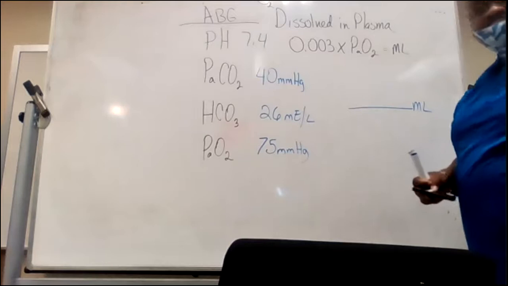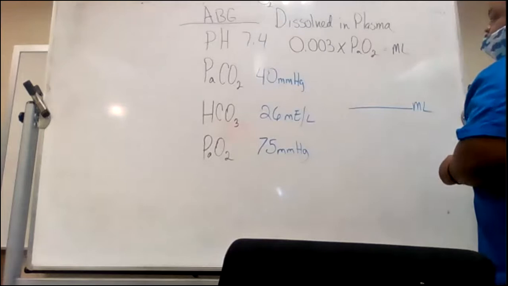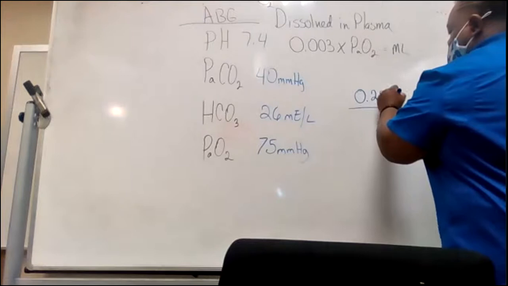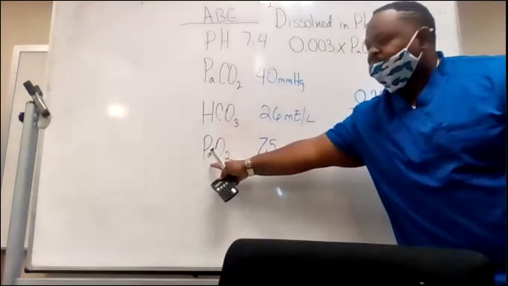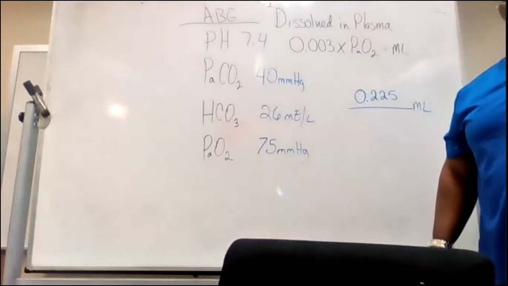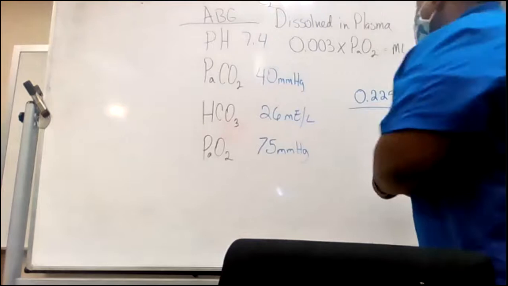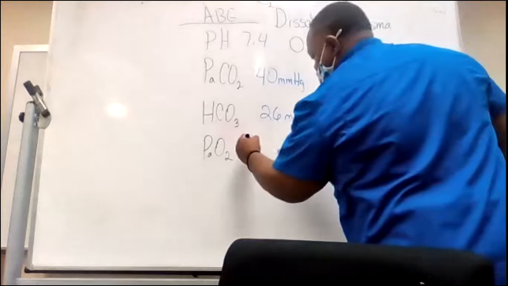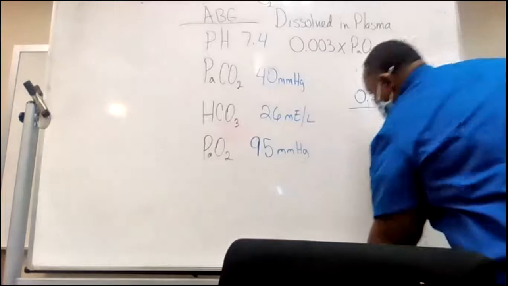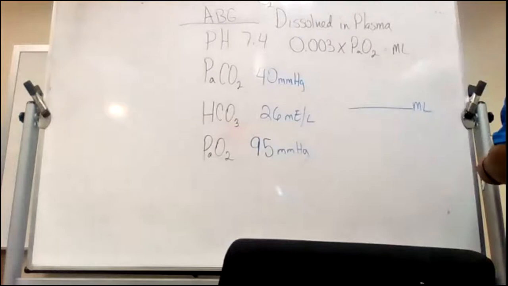All right, so somebody say it out loud. 0.225 mLs. That's how much oxygen will dissolve in his plasma if his partial pressure of arterial oxygen is only 75 millimeters of mercury. All right, what about if I got the same thing, but this time the PaO2 is 95 millimeters of mercury? Then what will be the amount dissolved in his plasma? 0.285 mL.